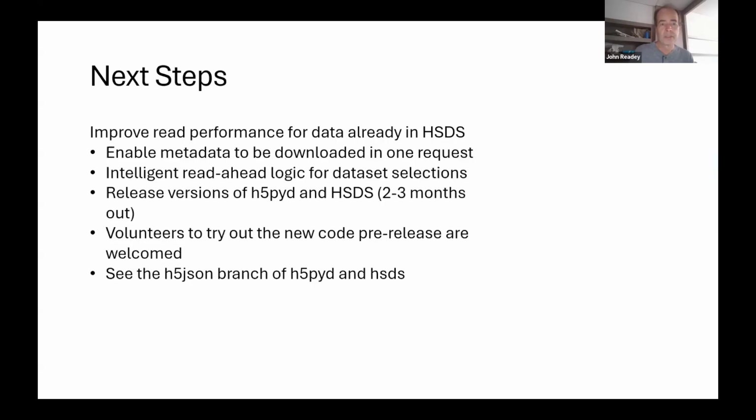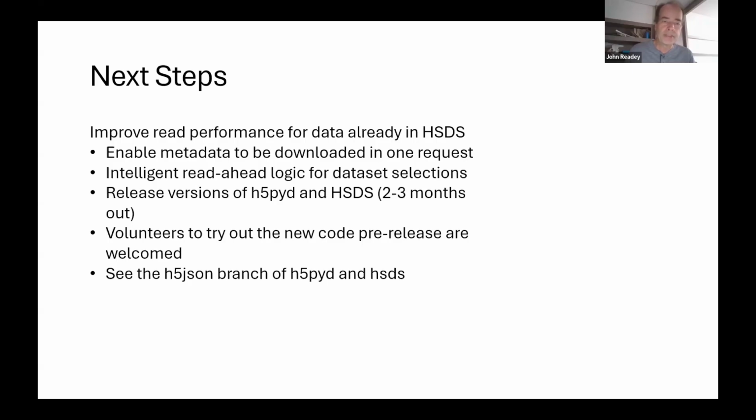Okay, so next steps. We want to improve the read performance. So far I've focused on improving the write performance, and I would like to optimize the read performance in a similar way. It would be ideal to download all the metadata for a domain in one request. This would enable you to read any attribute or get any link just by consulting this in-memory database.